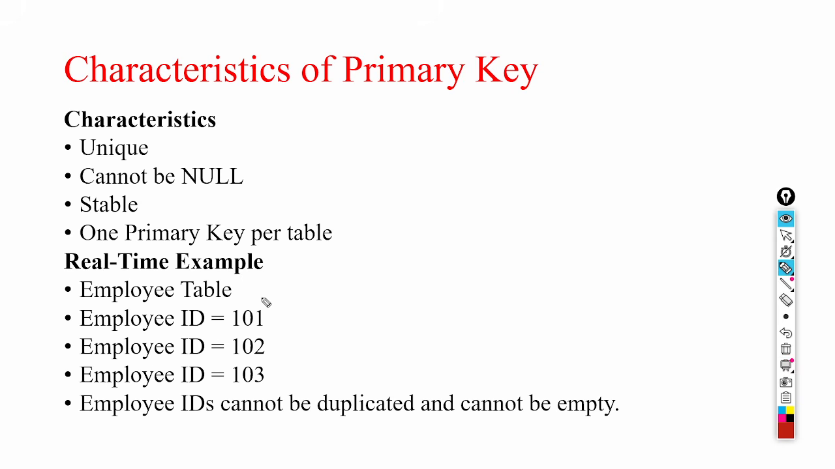Now, there is an employee table with employee IDs. Every employee ID cannot be duplicated and cannot be empty. Each and every employee has an ID number, so we cannot keep an employee ID empty. Since the employee ID cannot be duplicate and cannot be empty, we can take it as the primary key.